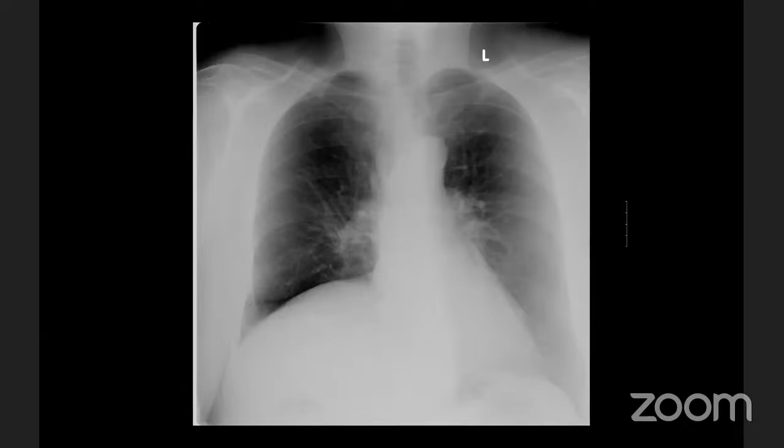The right hemidiaphragm is much higher than the left hemidiaphragm. Did I miss something? Well, yeah, heart, mediastinum, bones, soft tissues. Okay, yeah, great. Thank you very much. So what do you think the main problem here is? Can you sum it up somehow?